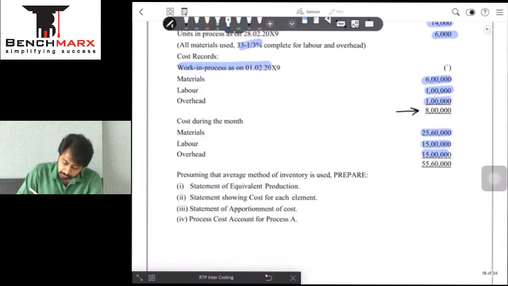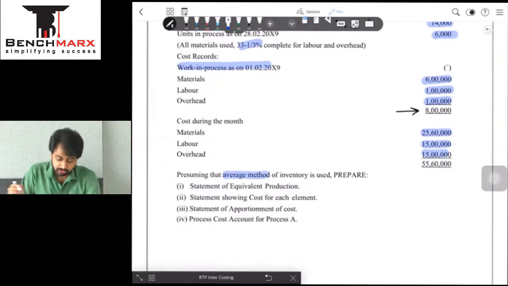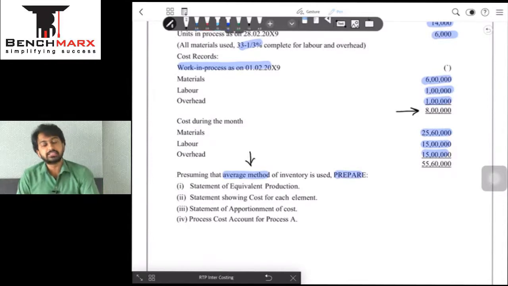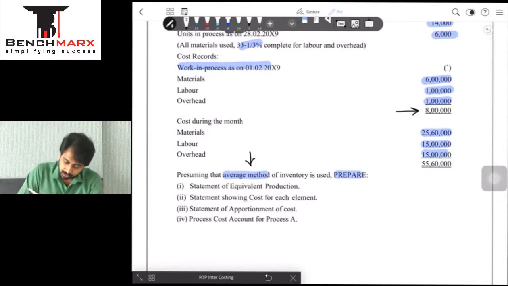What do we have to do? Presuming the average method of inventory is used, prepare the following statements. As I said, which method to use will be specified to you in case we have to do VAM. If the question is silent, we have to proceed further assuming FIFO, and it is safer to write that in the absence of information we are doing FIFO. Here it is specifically mentioned average method, so if you do FIFO you will get it wrong for obvious reasons. Find what to do?